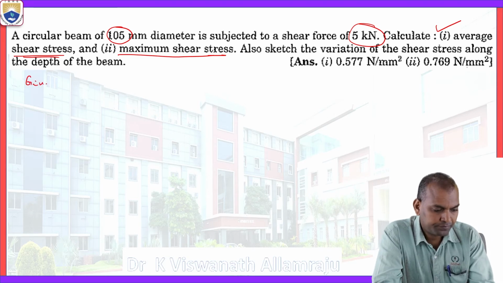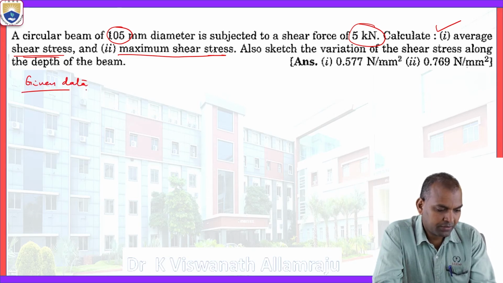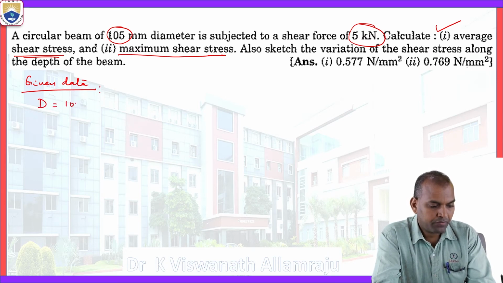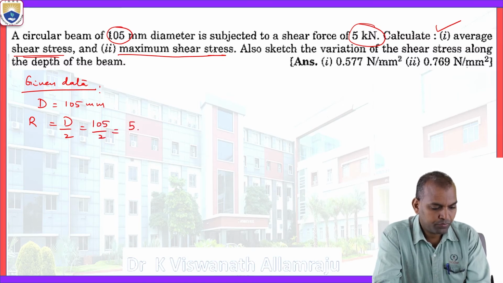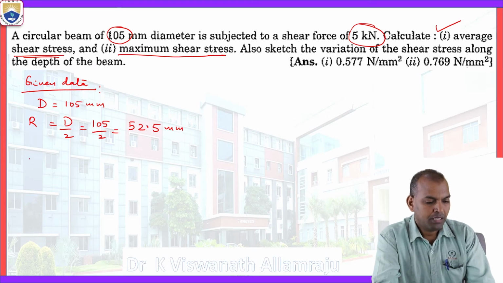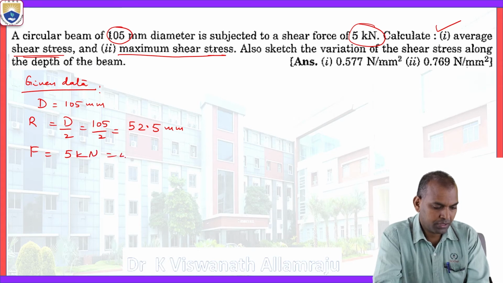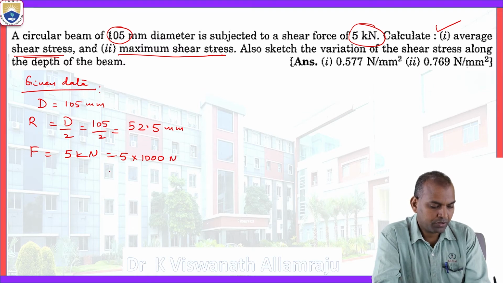So let us first see how to start. Given data. What is the given data? The data was given. That's the first step. The diameter is 105 millimeter. Radius equal to d by 2, that is 105 by 2, that is 52.5 millimeters. And shear force F equal to 5 kilonewtons. 1 kilonewton equals 1000 newtons, so 5000 newtons.